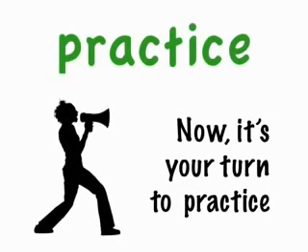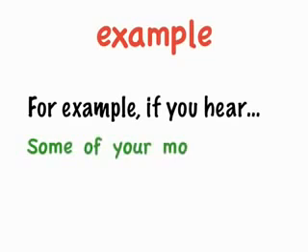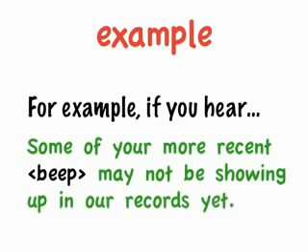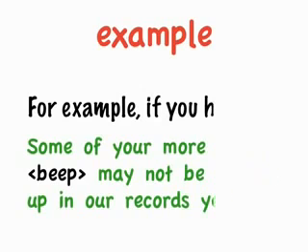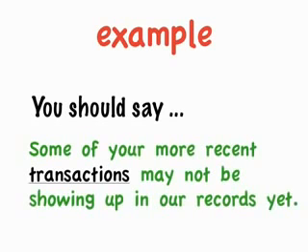Now it's your turn to practice some of the words we have studied in this episode. You'll hear a series of sentences with a word blanked out or replaced with a beep. Repeat the whole sentence, but say the missing word. For example, if you hear, some of your more recent beep may not be showing up in our records yet, you should say, some of your more recent transactions may not be showing up in our records yet. We'll play an example answer after each exercise. Are you ready? Let's begin.